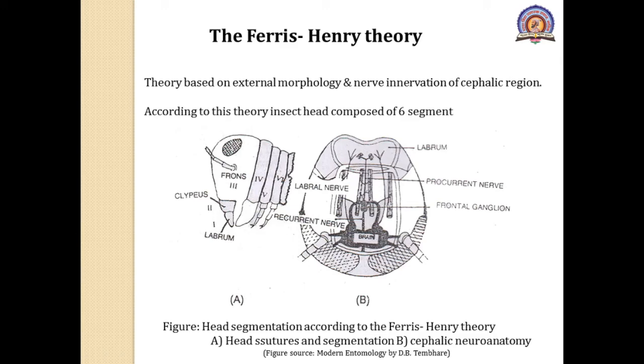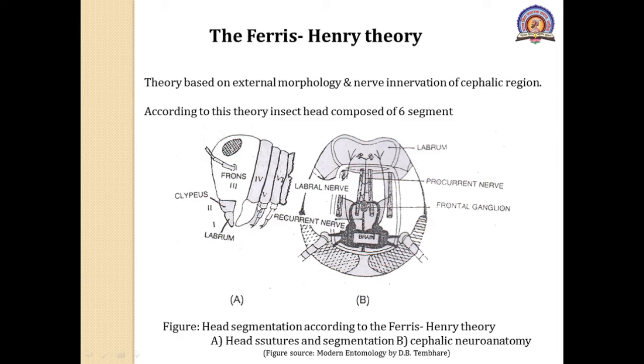The segments are termed as follows. The first segment is the labral segment. The second one is the clypeal segment. Then the next one is the oculo-antennal, in the sense it consists of the compound eyes and the antennae. And again, the 3 belonging to the gnathocephalon, that is mandibular, maxillary and the labial.